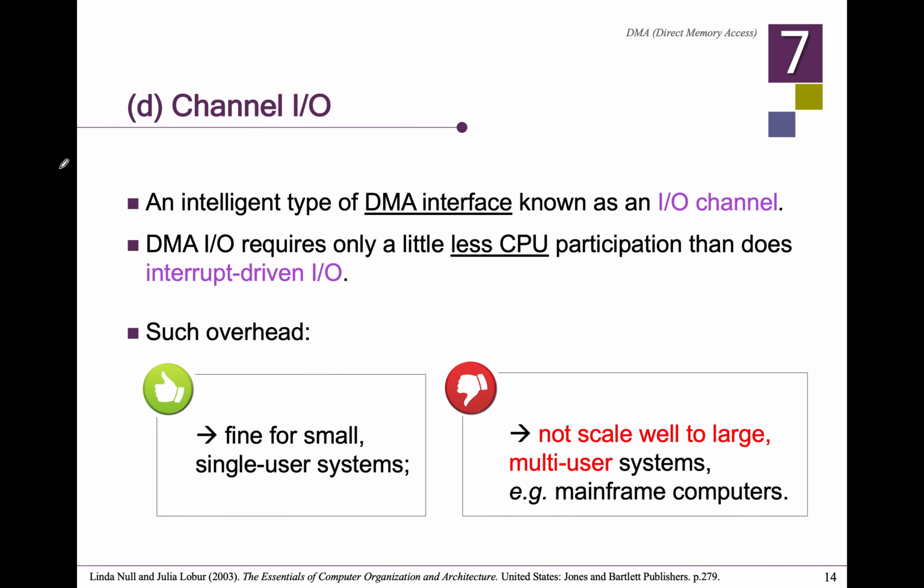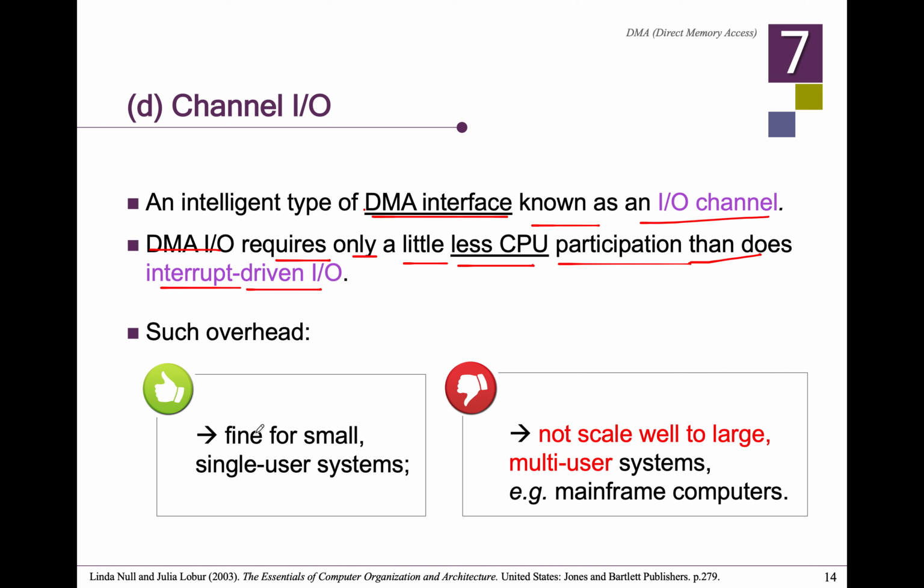And the last method that you need to know is channel I/O, channel input output. An intelligent type of DMA interface known as an I/O channel. DMA I/O requires only a little less CPU participation than does interrupt driven I/O. So it's going to be compared with the other methods, isn't it? You're going to see there are advantages and disadvantages.